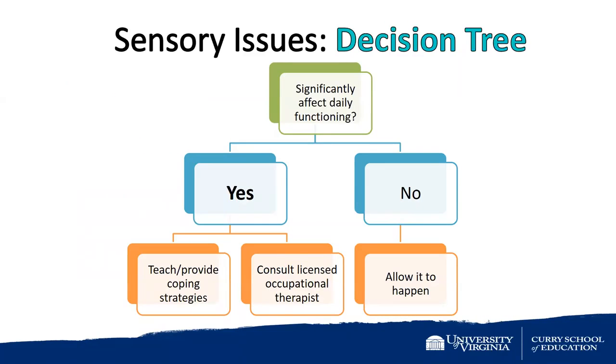So this last piece that I'm going to go over is a sensory decision tree. Thinking about whether the sensory issues that your child is facing warrant some further intervention or consultation from either a behaviorist or an occupational therapist.